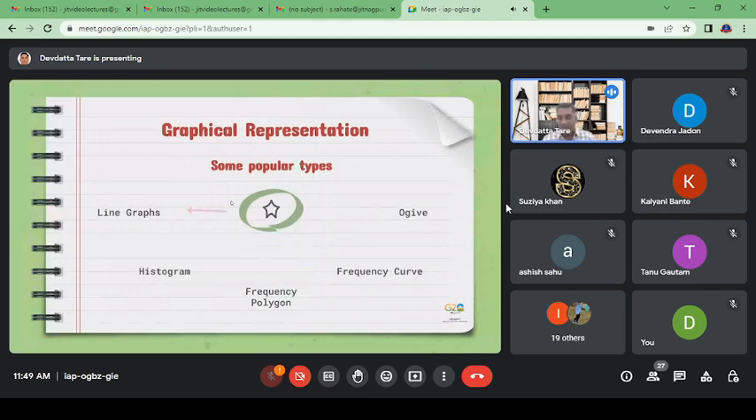use some graphs. Now, what are the popular graphs? First is the line graph. Second is the histogram. Next are the frequency polygon, frequency curve, and ogive. These are some of the popular forms which are used in a research paper or research thesis.